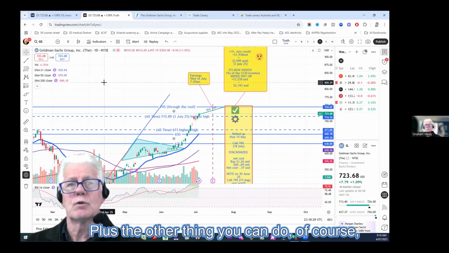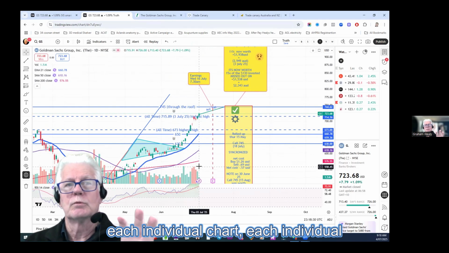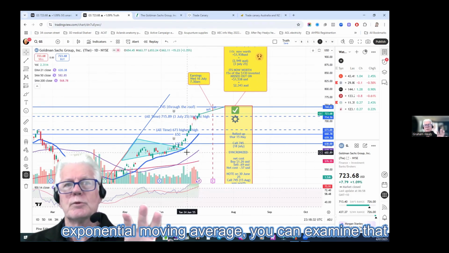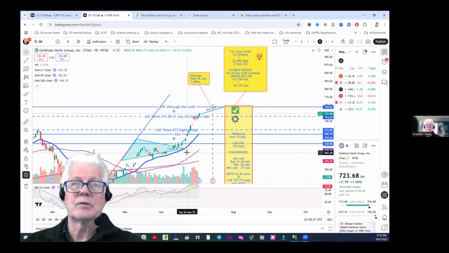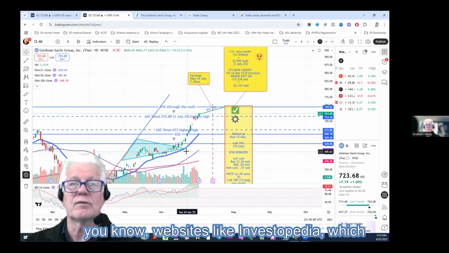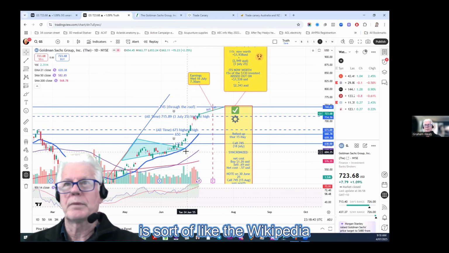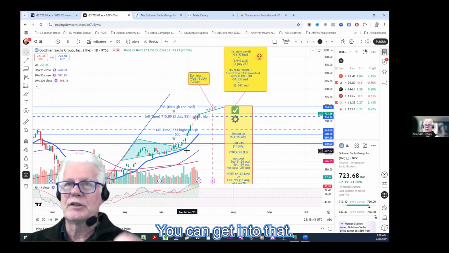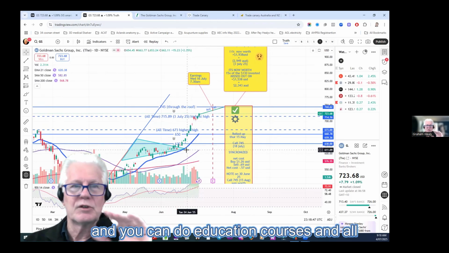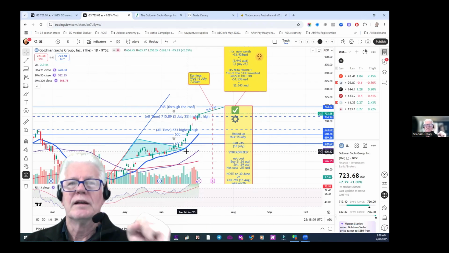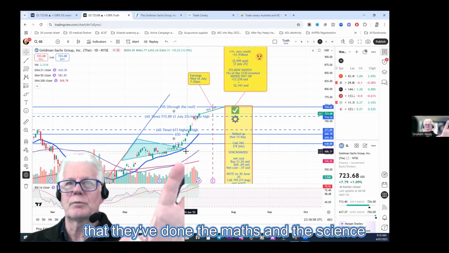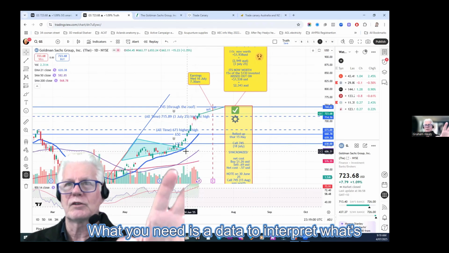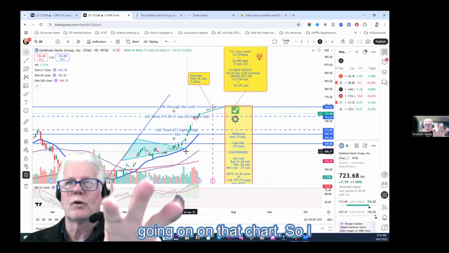Plus, the other thing you can do, of course, is examine each individual chart, each individual exponential moving average, in greater detail on websites like Investopedia, which is sort of like the Wikipedia of trading. You can get into that, and you can do education courses and all this sort of stuff. But at the end of the day, the key is you just want to be able to read the charts, accept that they've done the maths and the science behind the charts. What you need is data to interpret what's going on in that chart.